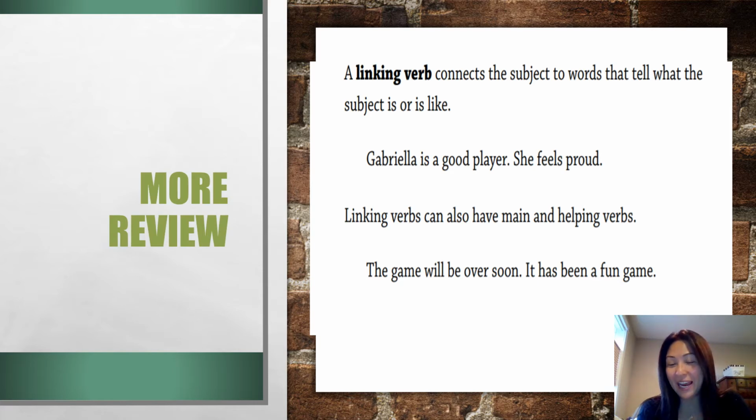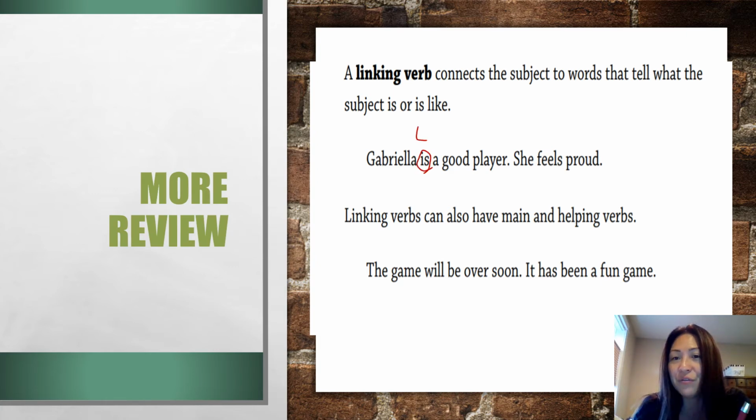Not only did we talk about action verbs and helping verbs that help those action verbs, we also talked about linking verbs, and they connect the subject to what that subject is like or is. So it doesn't show action really, but we said it was kind of like an equal sign in math. It's saying what it is or what it's like. So in these sentences here, it says Gabriella is a good player. Gabriella is obviously the subject, and what it kind of equals, a good player, is that linking verb.